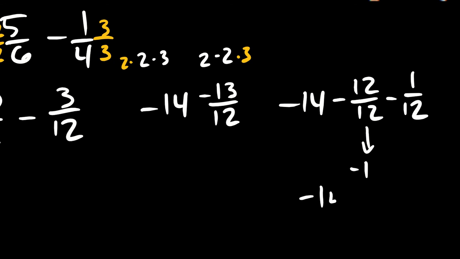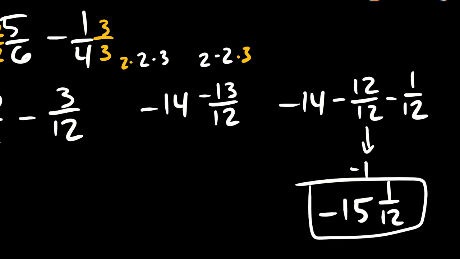So I've now got negative 15 and a negative 1/12, so I can write it as, that's awful. Let me rewrite that better. Negative 15 and 1/12, not 1/2. So that is my answer for that part.